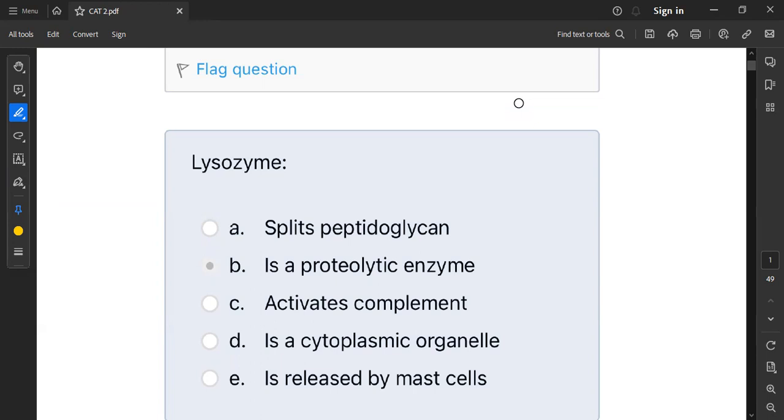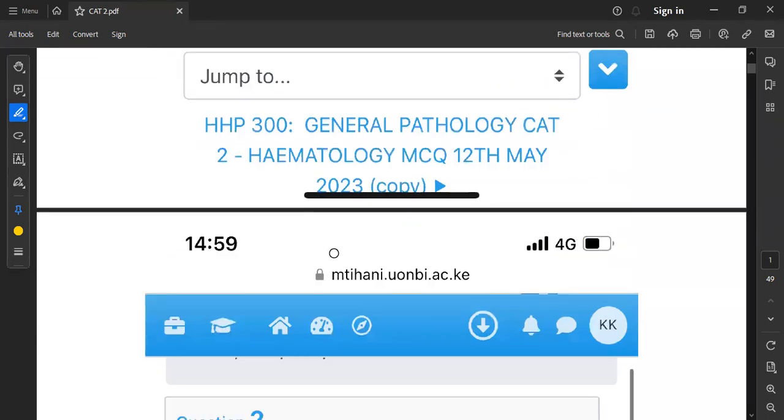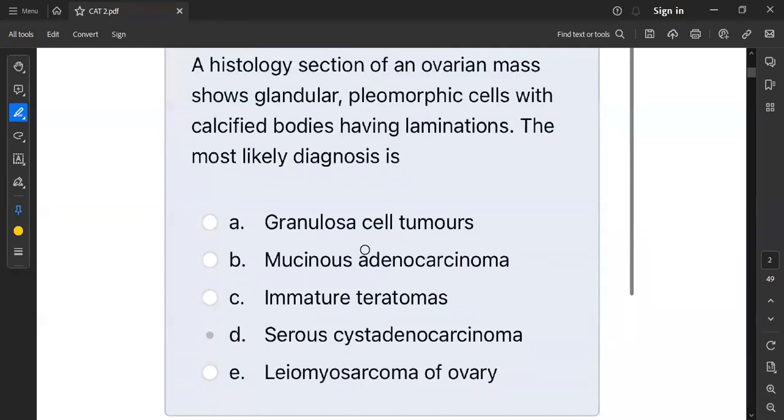Yeah. Any questions? Awesome. So we can move to the next question. That will be question 2. A histological section of an ovarian mass shows glandular pleomorphic cells with calcified bodies having laminations. The most likely diagnosis is, what do you think would be the most likely diagnosis for this? Yes, someone says D. Also, that's the correct answer.